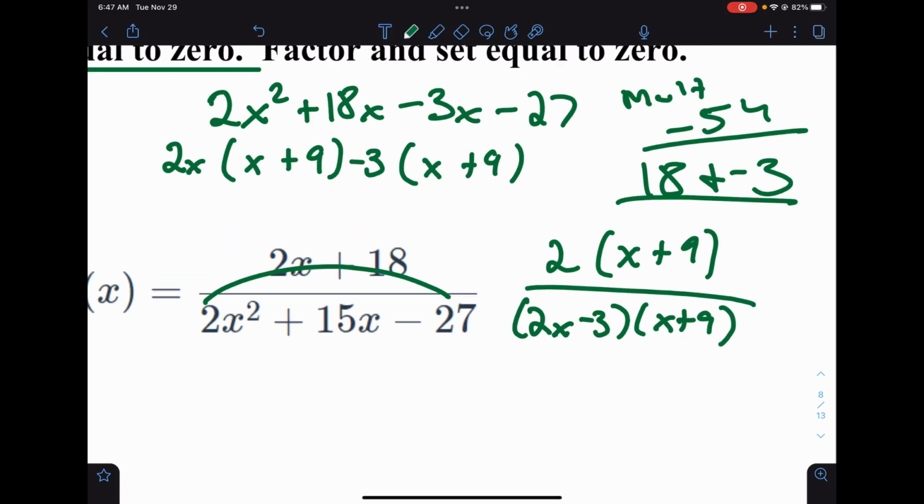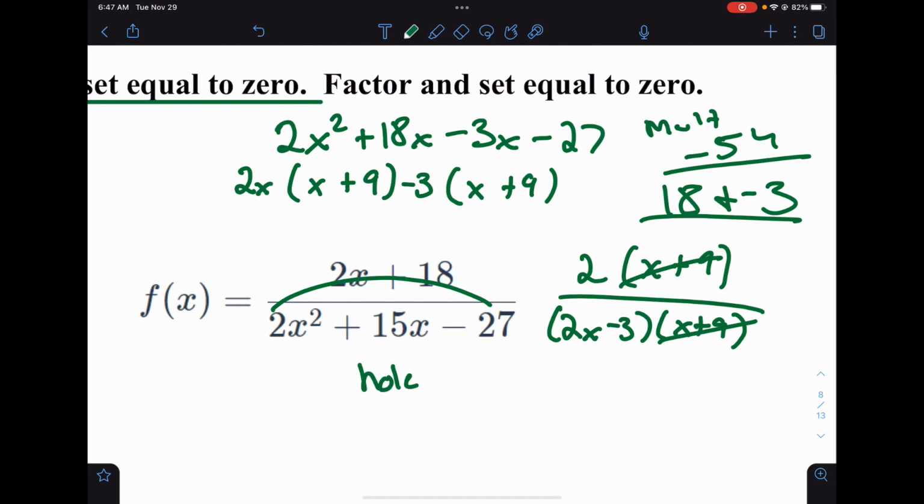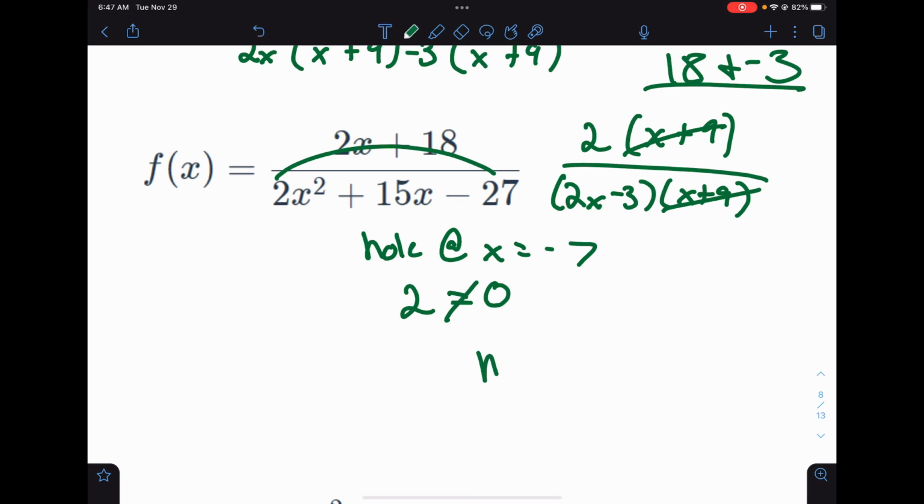All right. Now, looking here, we've got a hole at x equals negative 9, okay? Because we have a hole at x equals negative 9, that x plus 9 cannot represent an x-intercept. So all we're left with on top is a 2, right? So you're supposed to set the numerator equal to 0. You can't make a 2 equal to 0. So this actually has no x-intercepts. All right?